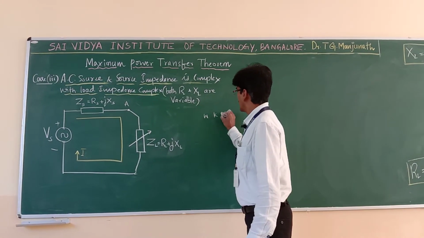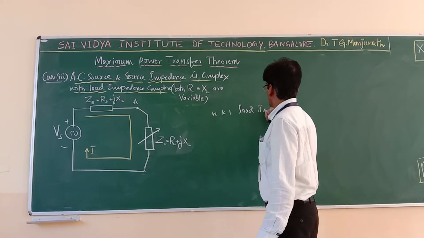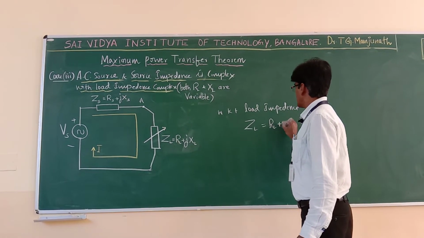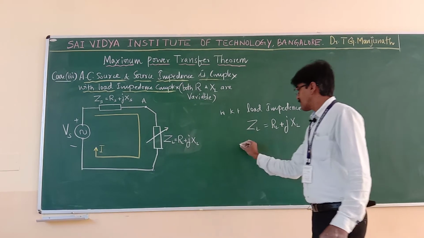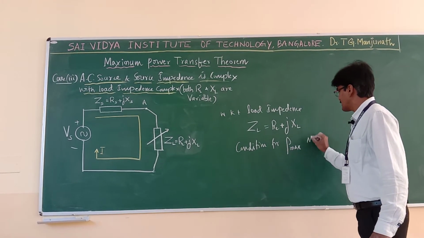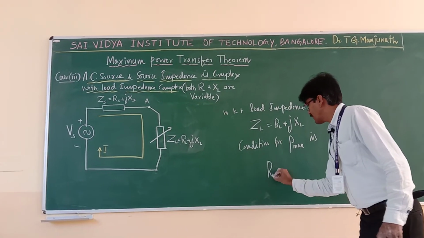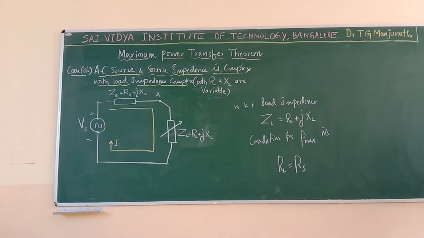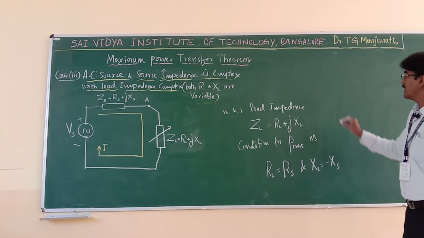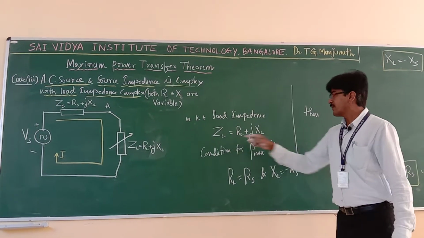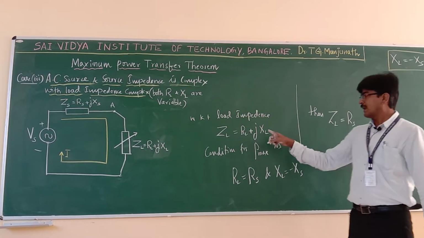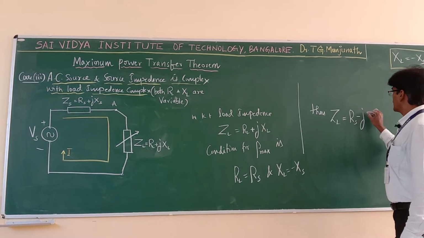We know what the load impedance is. So load impedance ZL is equal to RL plus J XL. So the condition for maximum power transfer is what? RL should be equal to RS, and XL should be equal to minus XS. Then ZL becomes equal to, I am going to replace RL by RS, XL by minus XS, that becomes minus JXS.